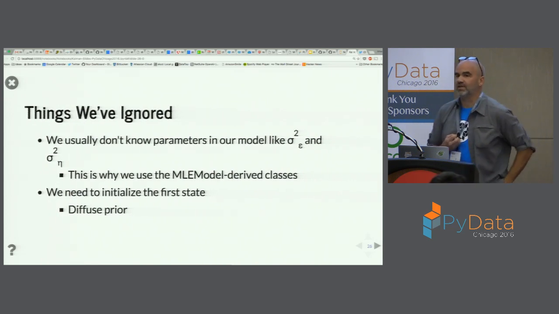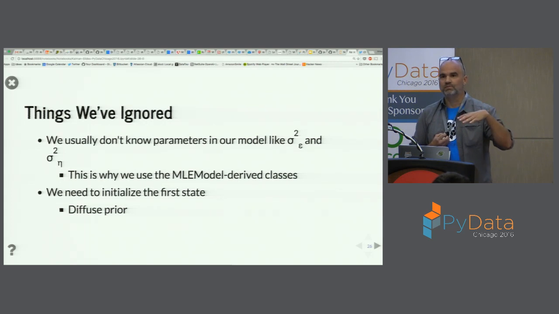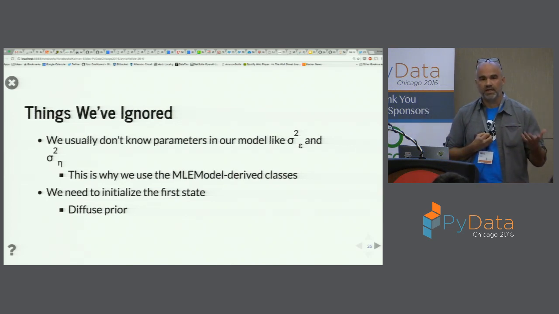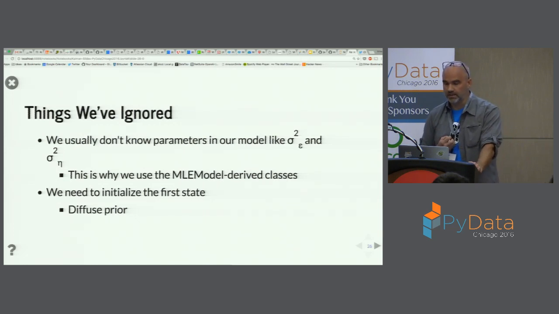Just to back up a little bit, there's a lot of things we ignored in this discussion so far. One of them is that I've assumed that I already knew these parameters, these variances of the time series that I'm starting with, which is generally not the case. Normally you need to take the data that you have and estimate these parameters from the data. That's essentially what the Kalman smoother does. But that's why when you're using the models in the statsmodels state space package, typically you want something that's derived from this MLE model class, because that class will do this process for you using the normal statsmodels time series machinery.